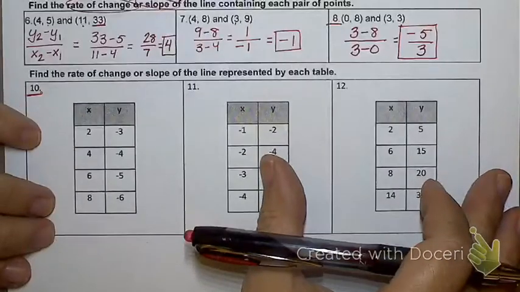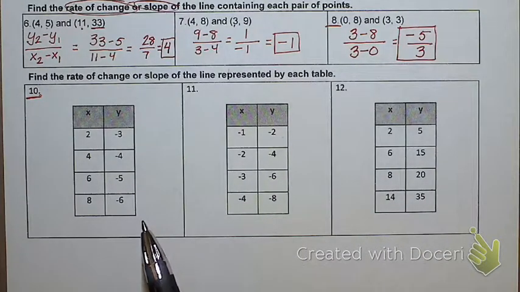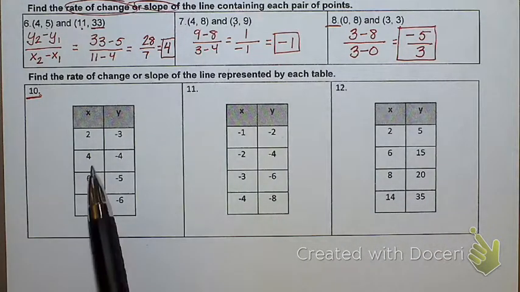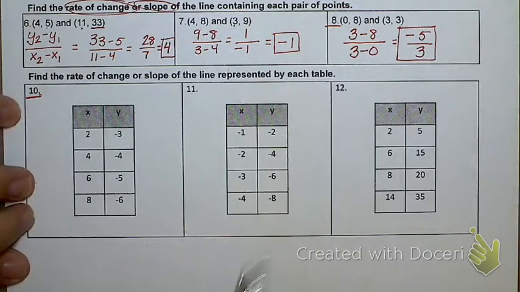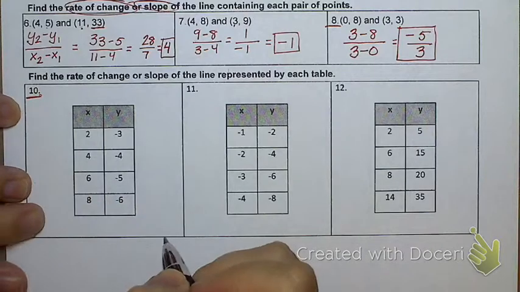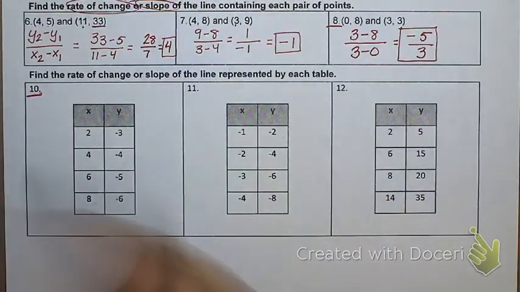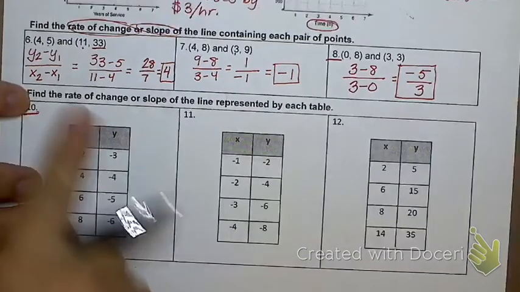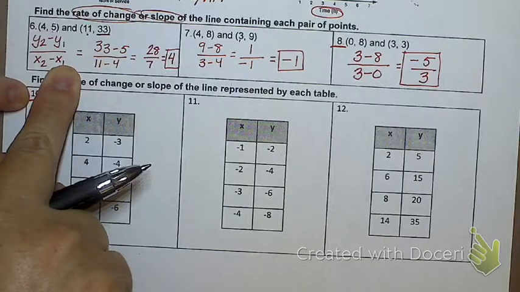Did I move too fast? Sorry. And the last thing we need to find is the rate of change or the slope from the table. Okay? So if I have a table, I really just have a collection of points, don't I? Yeah. So I can pick any 2 points from the table, and I can do what I just did up here. Or I could do it a little easier.